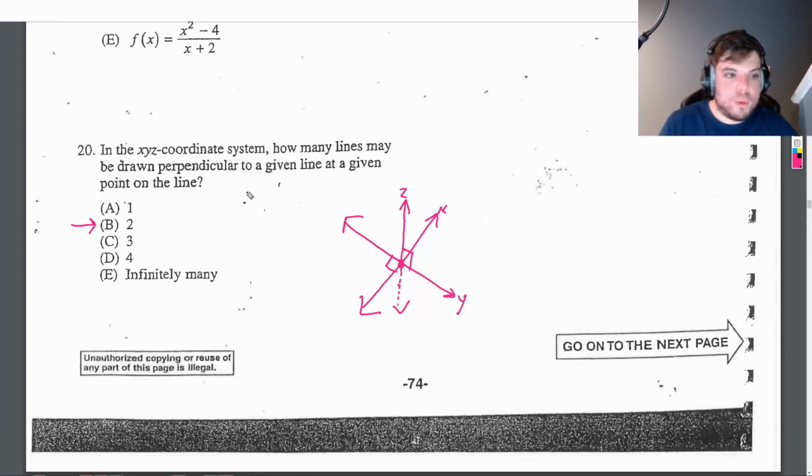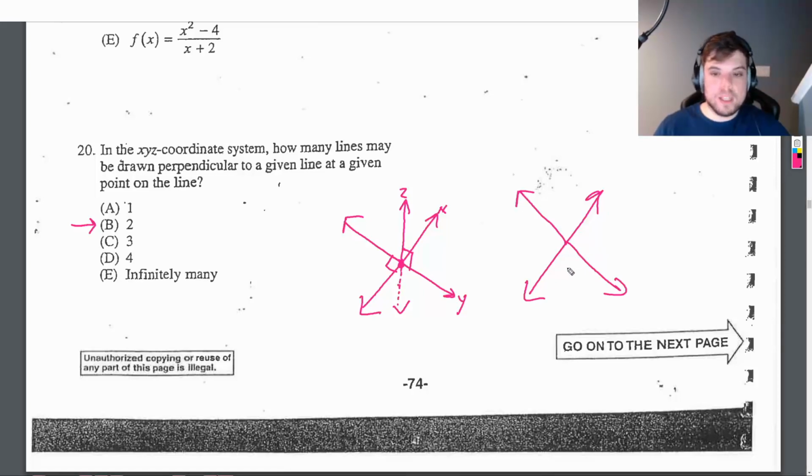This problem is an interesting problem. It's not asking for your lines to be orthogonal in every dimension. Okay, all they're asking is for them to be perpendicular to one line. So if you have that one line, how many ways can you make it perpendicular? Well, you could put it in one plane, right? Maybe it's the XY plane. You could put it specifically in the XY plane.